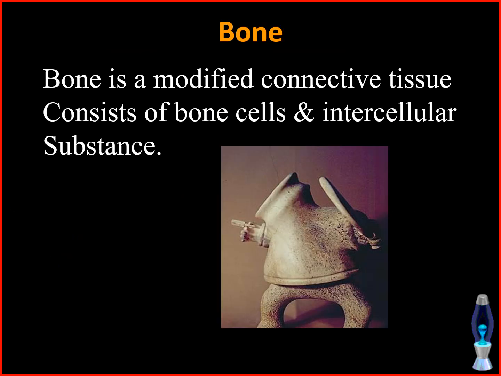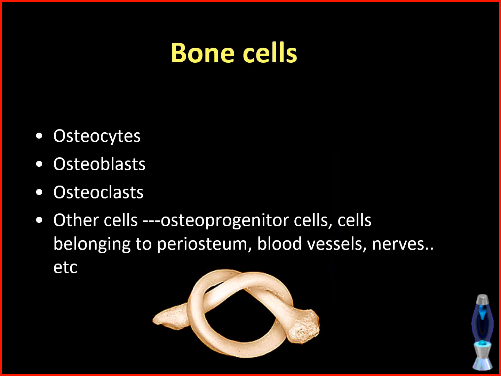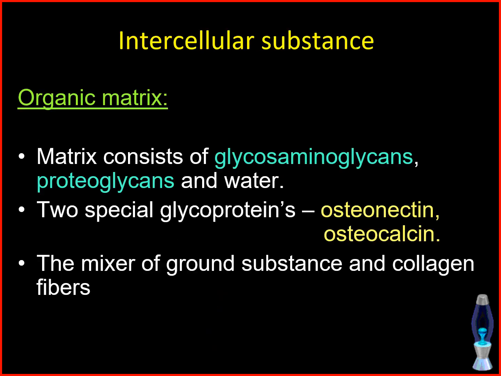teeth are extracted. We have very important hard tissues, bone and teeth. Bone is a modified connective tissue which consists of bone cells and intercellular substances. The bone cells mainly consist of osteocytes, osteoblasts, and osteoclast cells, along with osteoprogenitor cells belonging to the periosteum, blood vessels, nerves, etc. And the intercellular substances are composed of glycosaminoglycans and proteoglycans.